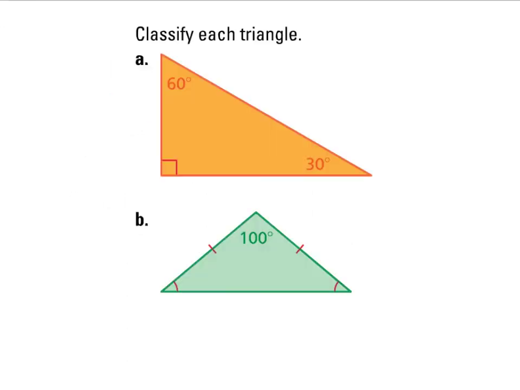All right, so those are the 2 examples there. Here are 2 practice problems. I'd like you to classify both A and B, both by sides and by angles.